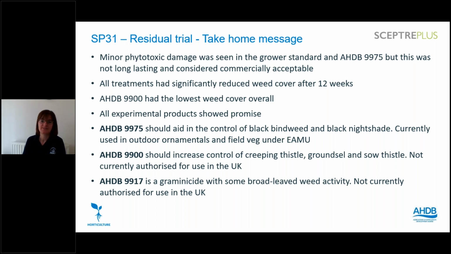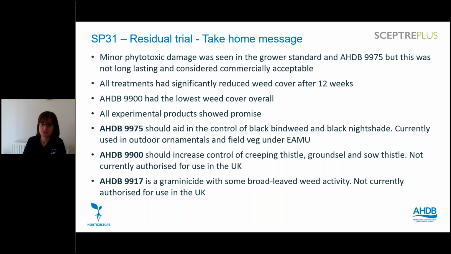Now, in terms of what do those products control and where could they possibly be on the market? 9975 should give good control of both black bindweed and black nightshade. It's currently already used in outdoor ornamentals and field veg under an EAMU. So the hopes of getting an EAMU through for blackcurrants should be easier than for something that's very new and a longer way away from getting authorization. That's one that's already in use in other horticultural crops.